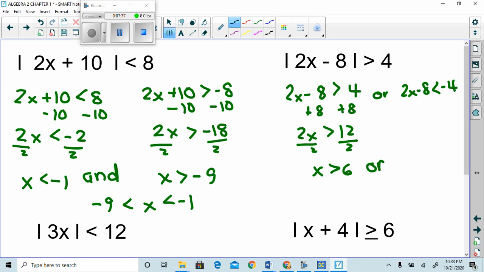Or we'll add 8 once again. We'll get 2x is less than 4. Divide by 2. And x is less than 2. Again, going in opposite directions. If you were to graph this, we'd have open circle and shading to the left for 2 and shading to the right for 6. There are two more here.